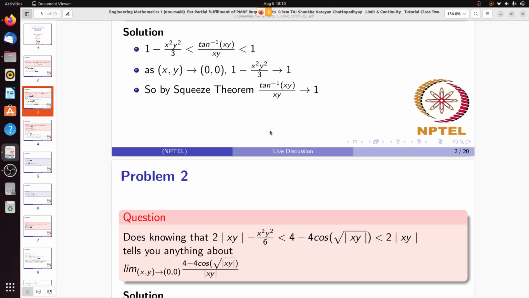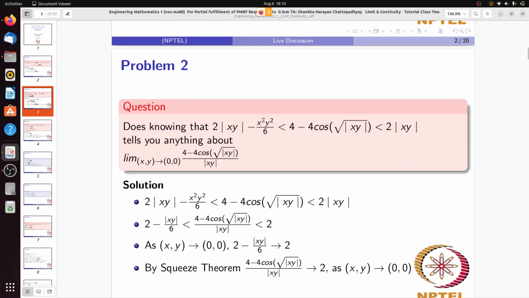Okay, so without a delay, let's try. So what is the solution? That 2 into modulus of xy, this is minus x square y square by 6 minus 4 minus 4 cos square root of modulus xy minus 2 modulus of xy. So what is it giving?